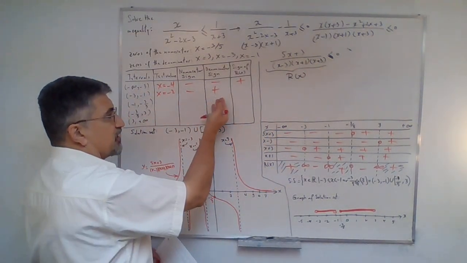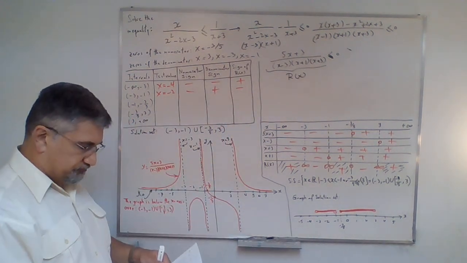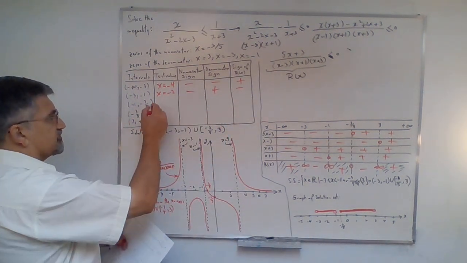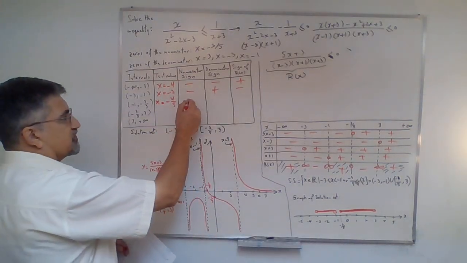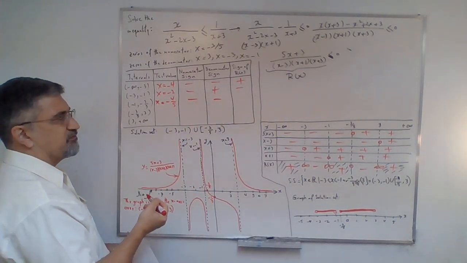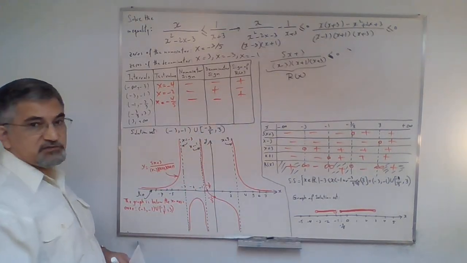And negative divided by positive would be negative eventually. So for the next interval, I select some test value, -4/5, for example, and I find the sign of the numerator and the denominator like before, and then when you divide them, you end up with a positive sign.